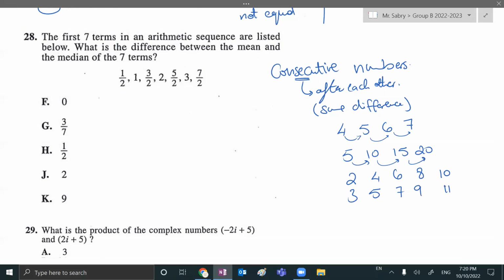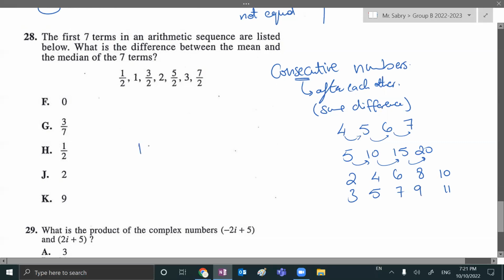Now, in consecutive numbers, the mean and the median, which is the average and the median, are always equal to each other, always the same thing. For example, if I'm talking about 1, 2, 3, 4, and 5, the median of these numbers will be 3, and the mean of these numbers is still 3 as well, because the median and the mean in all consecutive numbers are equal to each other.